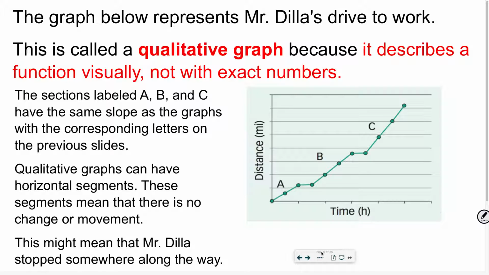So the sections labeled A, B, and C here are actually the exact slopes of those three graphs, graph A, graph B, and graph C, that we talked about on the previous slide. So this is the same slope as graph A, graph B, and graph C. Does everybody have this written? Just the red, yeah. A qualitative graph describes a function visually and not with exact numbers.